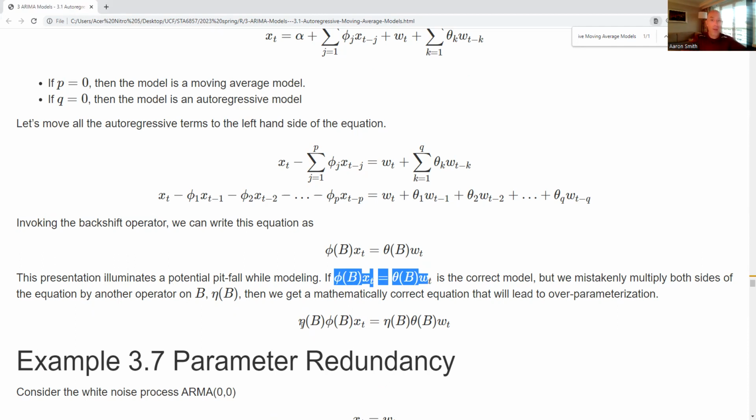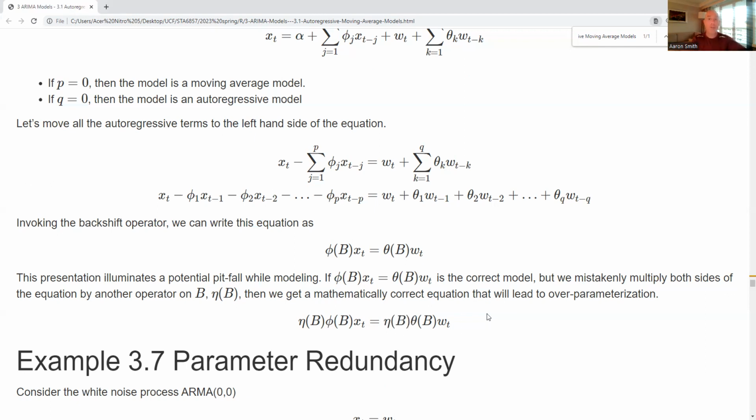All right, so what would happen? Well, let's say eta of the back shift operator. I made a mistake. I multiplied both sides by eta of the back shift operator. And what I get is a mathematically correct equation. So if this is the correct model that I want to have when I'm looking at my data, but I make an error in my model structure and I get this, then you'll notice I have this extra junk on the left-hand side of each portion of the equation. Clearly, if eta isn't a constant value, that's a problem.